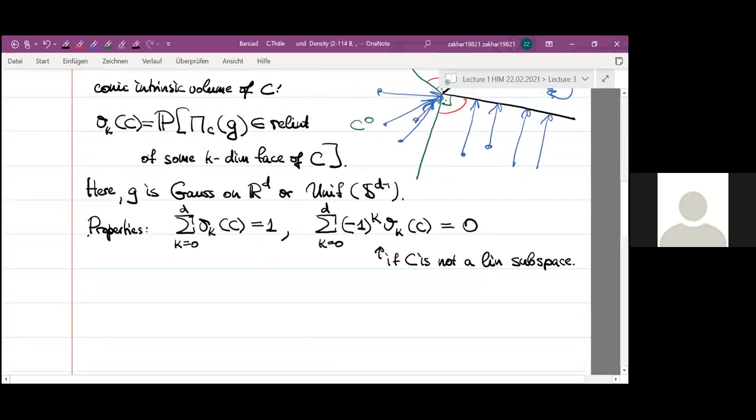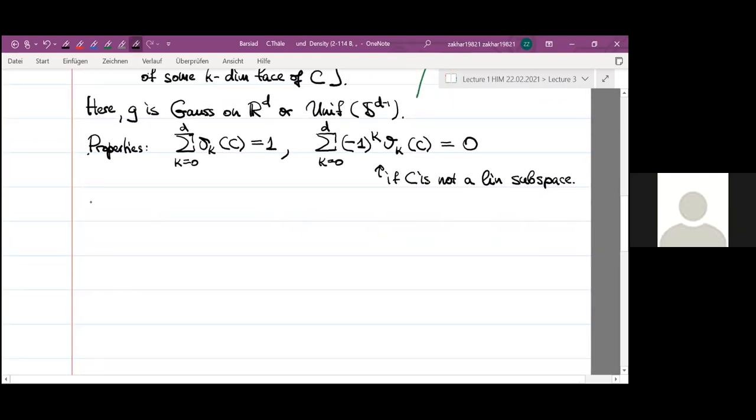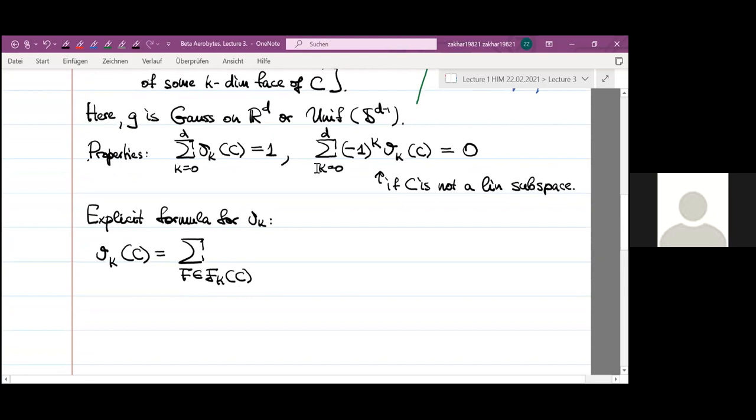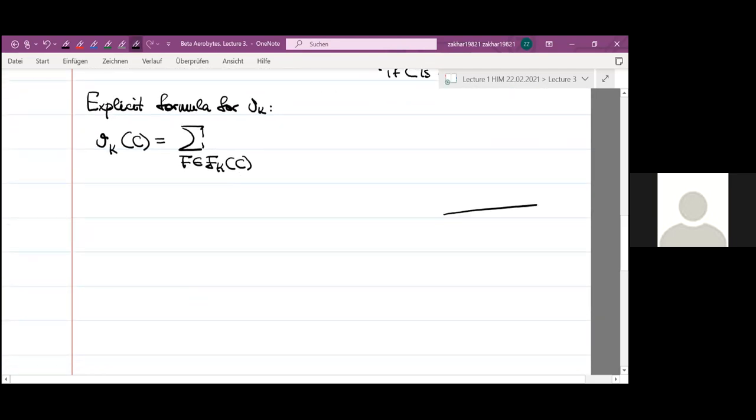Now, there is also a more explicit definition of the conic intrinsic volumes, and we shall need it in a moment. So the explicit formula is as follows. The kth conic intrinsic volume of C is given as a sum over all k-dimensional faces of C. And then we have to compute the probability that a vector, say, uniformly distributed on the sphere, is projected to the relative interior of this face. So let us imagine that we have a cone in a four-dimensional space. Here is a face F, which is two-dimensional, and we are in R4. Then the cone is somewhere here. Then under which conditions is a point projected to this face? One can write it down explicitly.